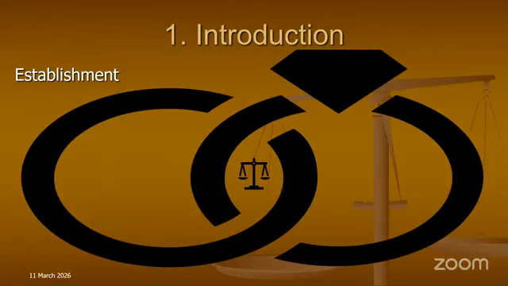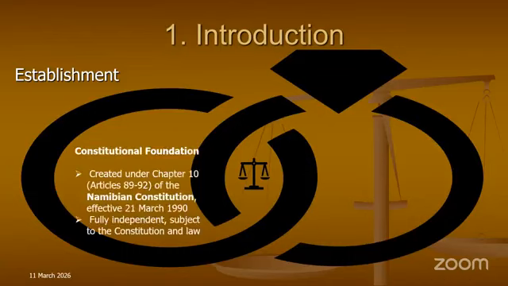In the introduction of the establishment, we are saying that the constitutional foundation of the office is that it was created under Chapter 10 of the Namibian Constitution, Article 89 up to 92, which talks about the establishment, the appointment of the ombudsman, and then the functions and the powers of the ombudsman. This was effective on Independence Day, the 21st of March, 1990. The provision of the Constitution is that the Office of the Ombudsman shall be independent and only subject to the Constitution and the law.